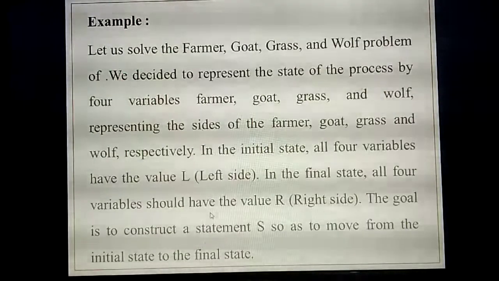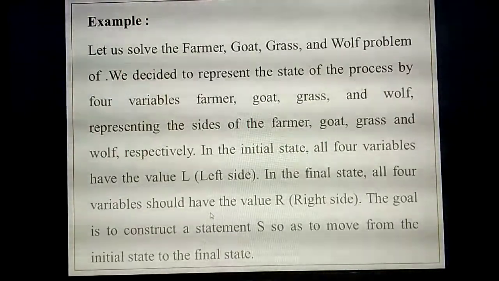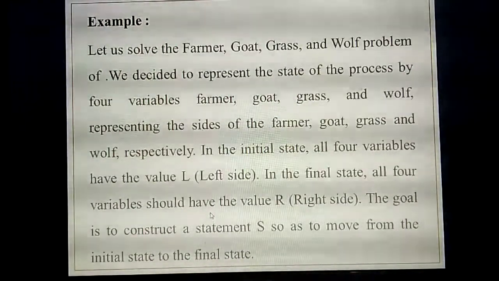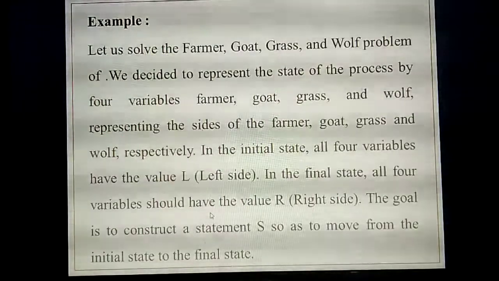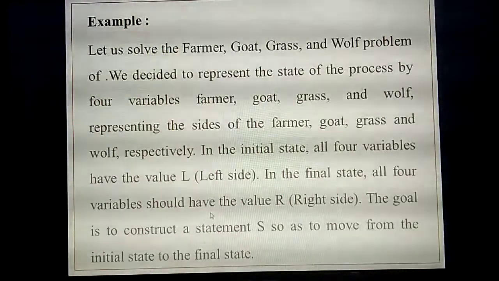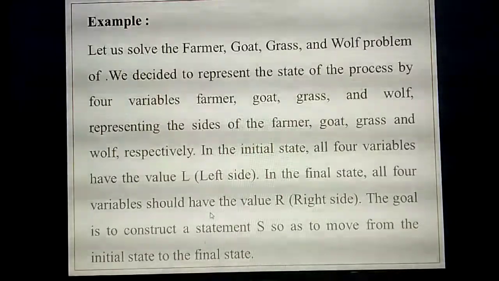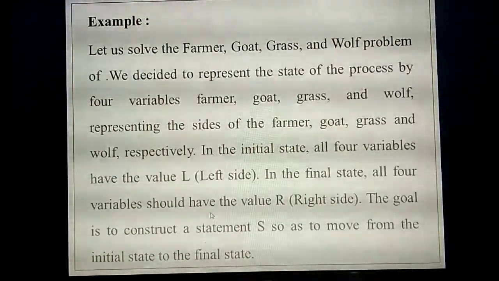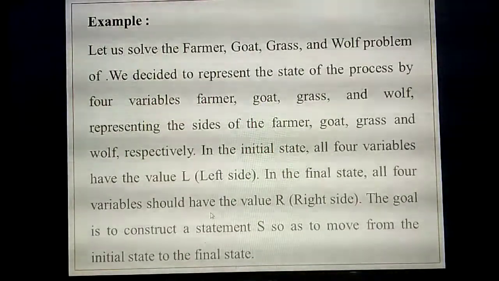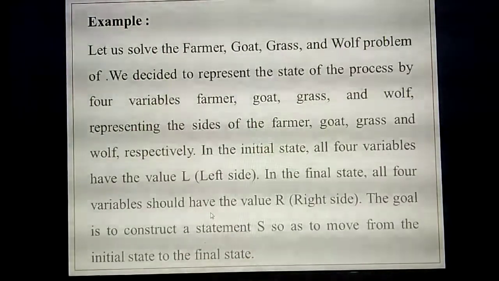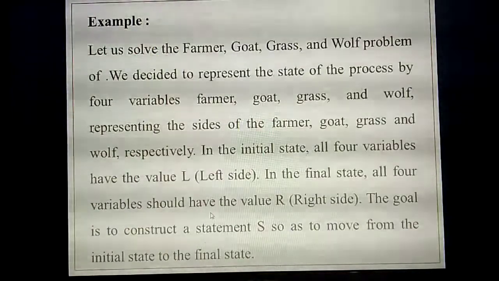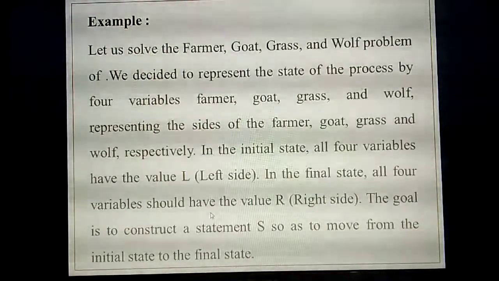So what's the problem? A farmer has a goat, a grass and a wolf. So farmer, goat, grass and wolf, four of them are there. First, the four of them are standing at the left side of the river. That's the initial state. Then the four of them need to cross the river and go to the right side. The only way is a boat.